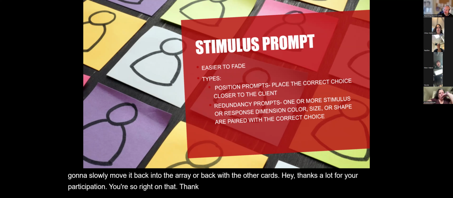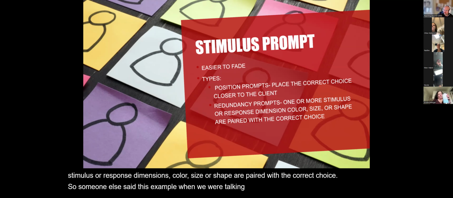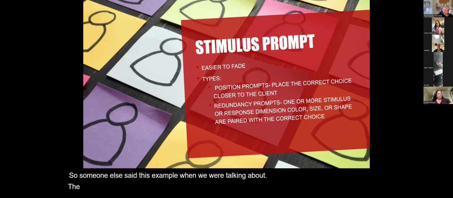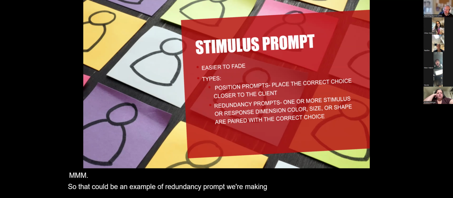And then the redundancy prompt is when one or more stimulus or response dimensions, color, size, or shape, are paired with the correct choice. Someone else said this example when we were talking about the positional prompt. Was it you, Nadine? I had mentioned making it bigger than the others. So yeah, that could be an example of a redundancy prompt. We're changing the size of the correct answer to be bigger.